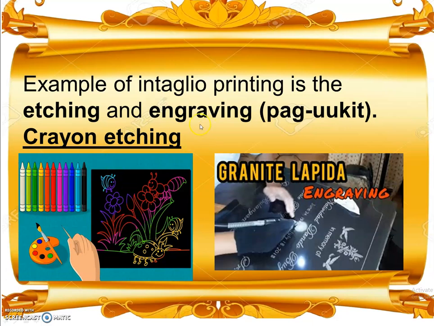Next is the engraving. You are engraving, or pag-uukit. You are going to make an ukit on the plate, like this one. It is a marble, the granite lapida. You are engraving the words or the names, the dates of the persons you love or the persons who died. So lapida is an example of engraving. Okay?